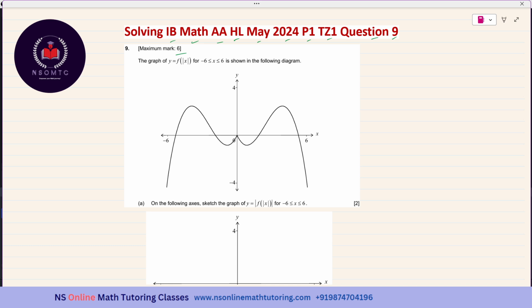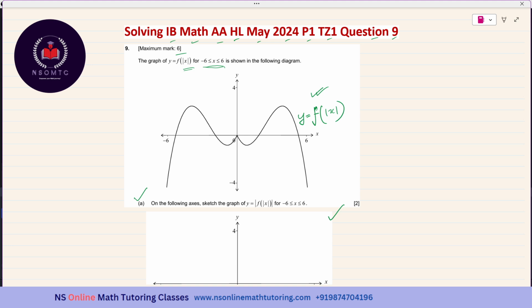It says the graph of y equal to f of absolute value of x, for x greater than or equal to negative 6 but less than or equal to positive 6, is shown in the following diagram. This diagram shows the graph of y equal to f of absolute value of x. And the subpart question is on the following axis. This is the given axis.